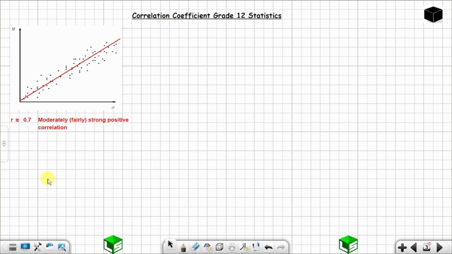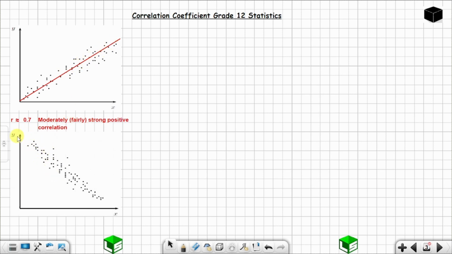Now let's say you are also given this scatter plot. When you try to draw a straight line following this pattern, you are going to see that it's decreasing. So this is approximately negative 0.7, and this is going to be called moderately or fairly strong negative correlation. Negative, because this is negative.